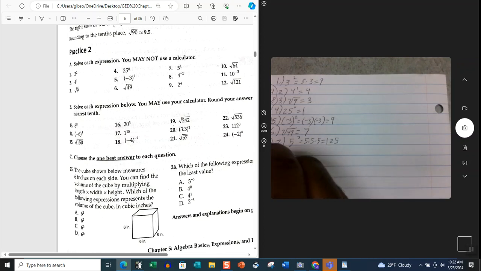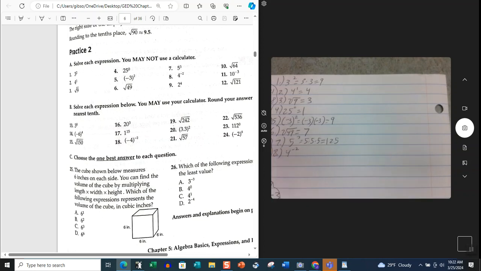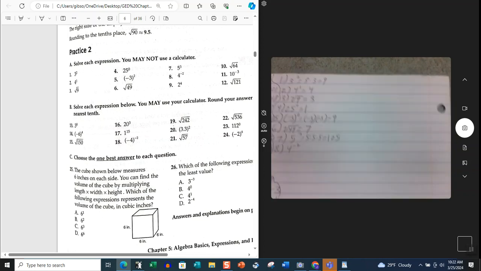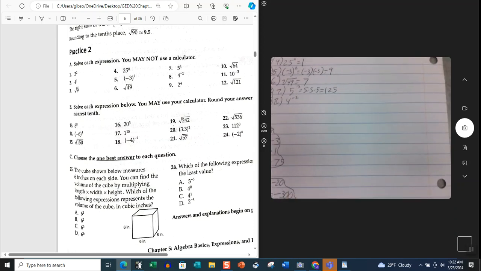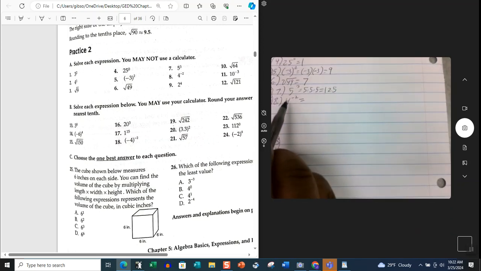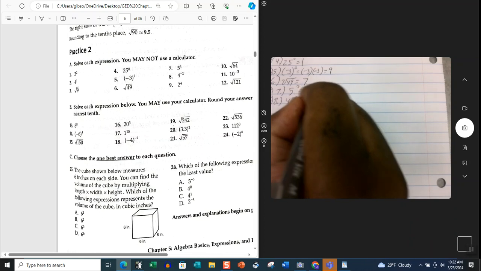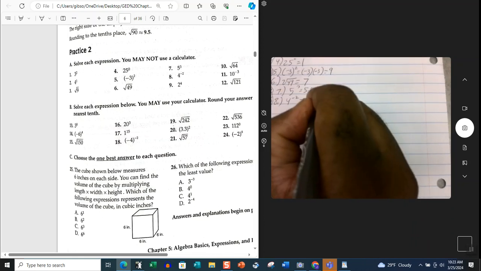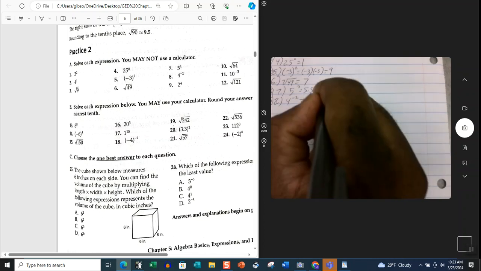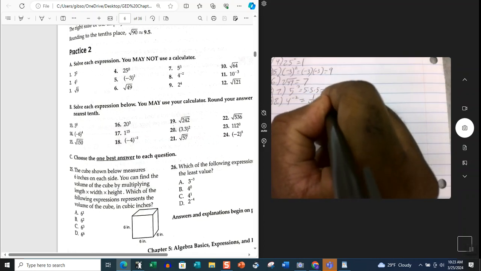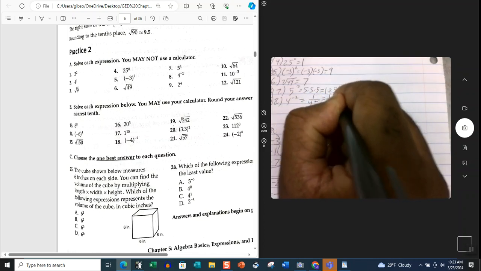Okay, number 8. Now we have 4 to the -2 power. With 4 to the -2 power, we have to rewrite this. It's 1 over the base of 4, which stays the same. This 2 becomes positive. So this is actually 1 over 4 times 4, which is 1 over 16.